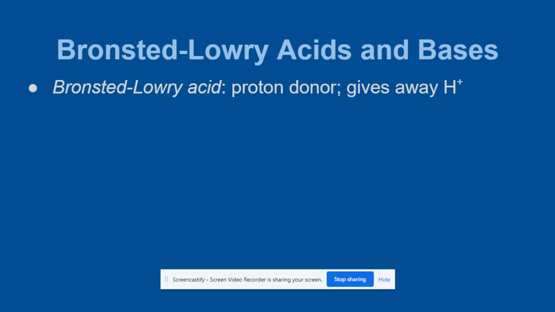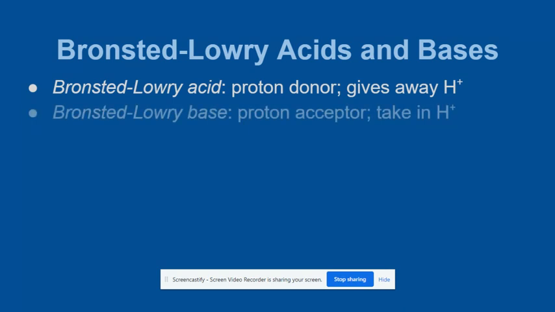They were about protons. They were about hydrogens. What do you do with hydrogen? Remember, the hydrogen atom is just a proton and electron. Once they have lost an electron, it's just a proton. So we call hydrogen protons. So a Bronsted-Lowry acid is a proton donor, gives away hydrogen. And the base was an acceptor, takes in hydrogen, give and take. If one gives, one's got to take.